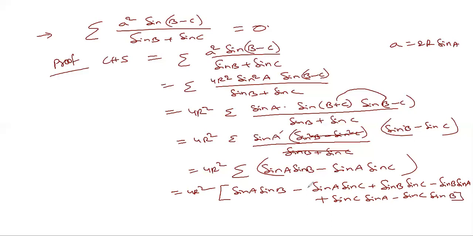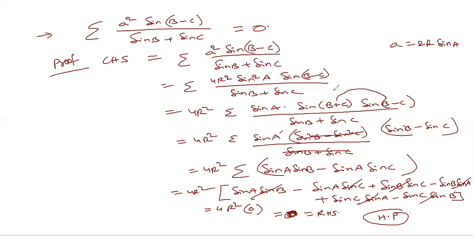You can see whether these are cancelling or not. As these are cancelling, we got 4R² into 0, nothing but 0. 4R² into 0 will be 0. So you can see this is nothing but the right hand side. So we can say that the proof is completed, hence proved.